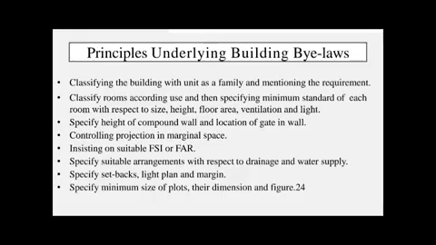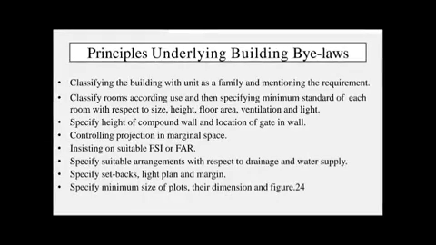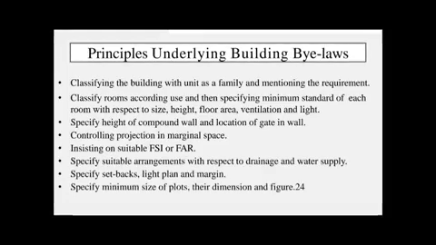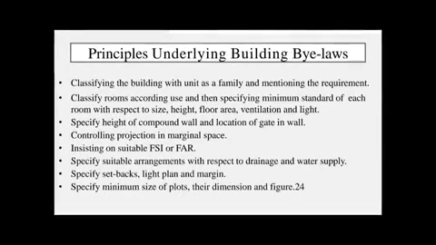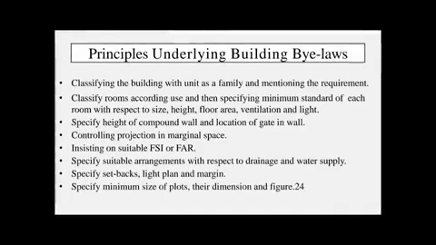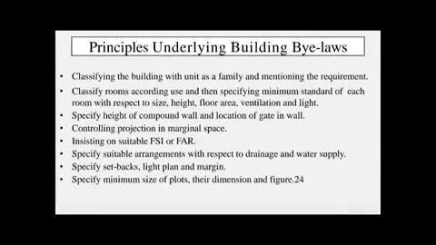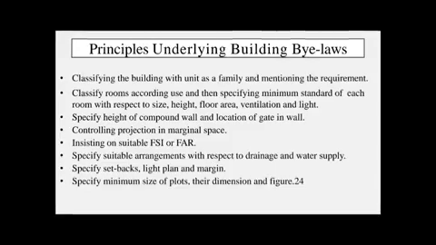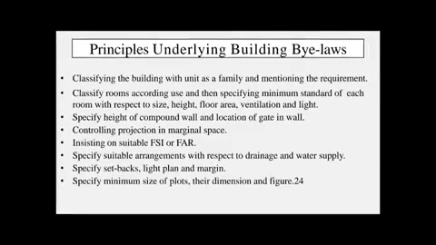So, principles underlying building bylaws. Classify the building with unit as a family and mention the requirement. Classify rooms according to use and then specify minimum standards of each room with respect to size, height, floor area, ventilation and light. Specify height of a compound wall and location of gate in wall. Control projection in marginal space. Insist on suitable floor space index or floor area ratio. Suitable arrangement with respect to drainage and water supply. Specify setback, light plane and margin, and specify minimum size of plot with their dimension and figure.